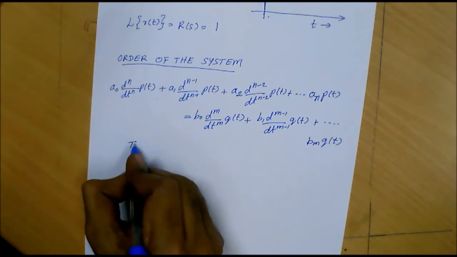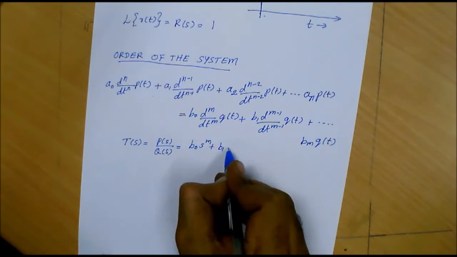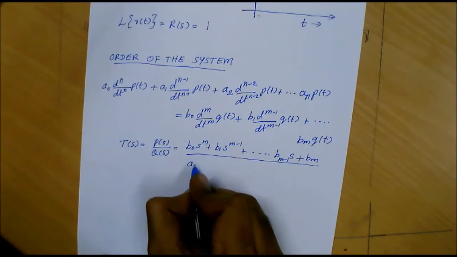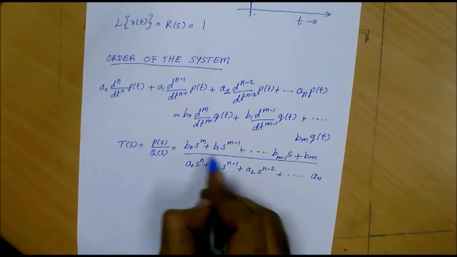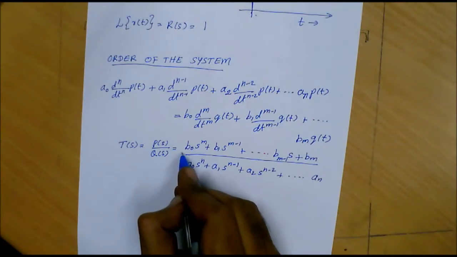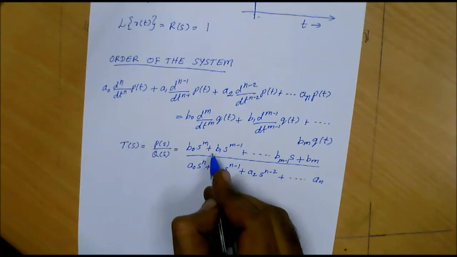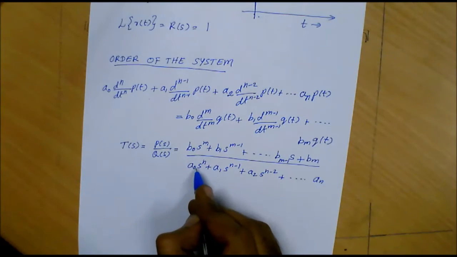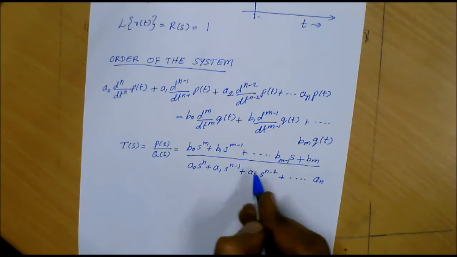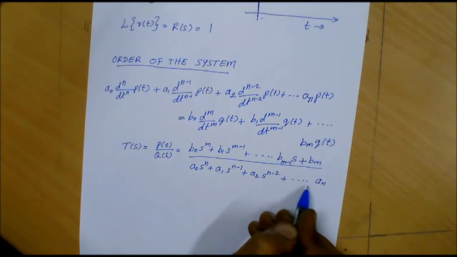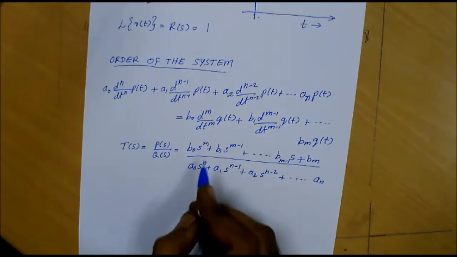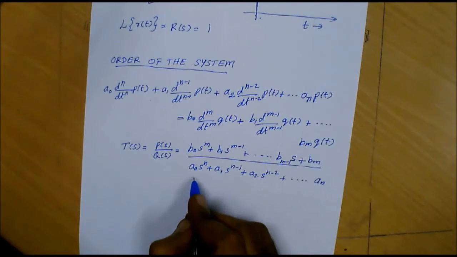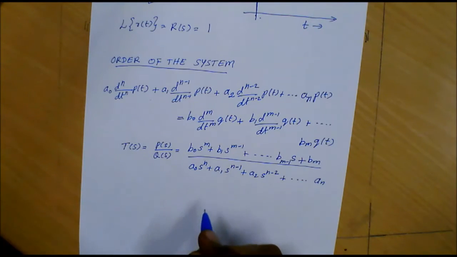So this can be written as TF is equal to P of s divided by Q of s, which is equal to b0 into s power m plus b1 into s power m minus 1 up to bm. In the denominator, we have a0 into s power n, a1 into s power n minus 1 up to an. So by looking at the denominator polynomial, we can find the order of the system. Here in the denominator, we have s power n. So the system with this transfer function is having the order n. To find out the order of the system, we have to look at the denominator polynomial and find the highest power of s. That gives the order of the system.